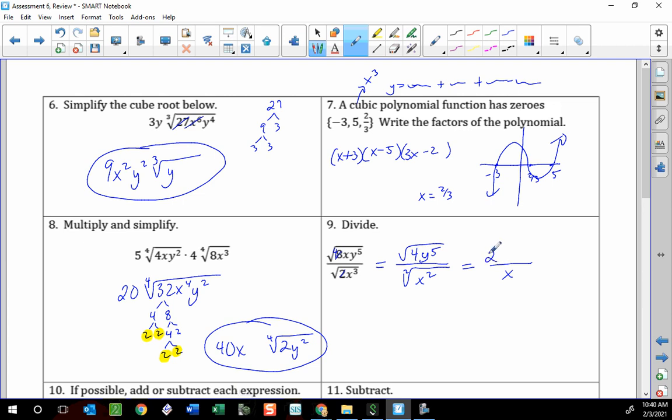2. But the y is a different thing. I have y to the 5th and a square root, so 2 goes into 5 twice, so it's going to be y squared. And there's going to be a y left inside. So that would be my final answer.